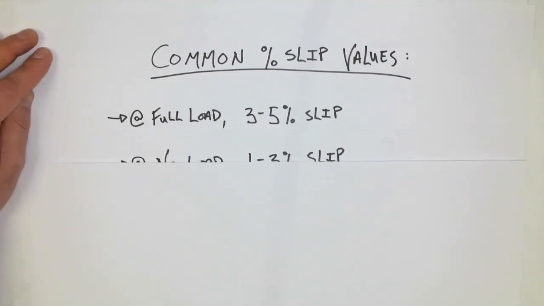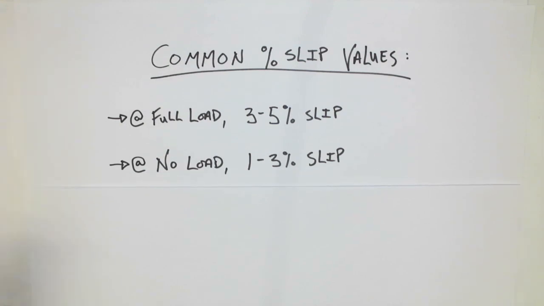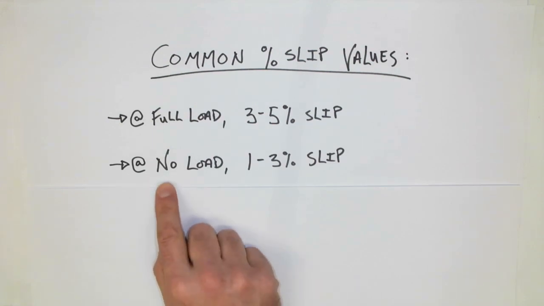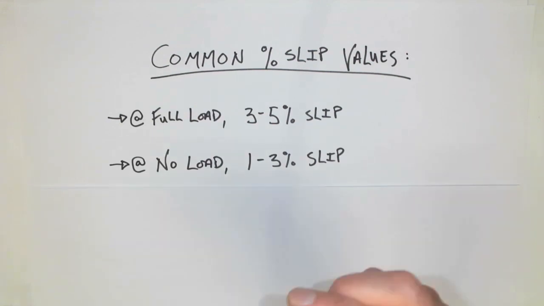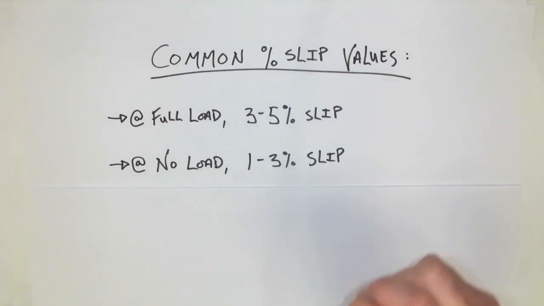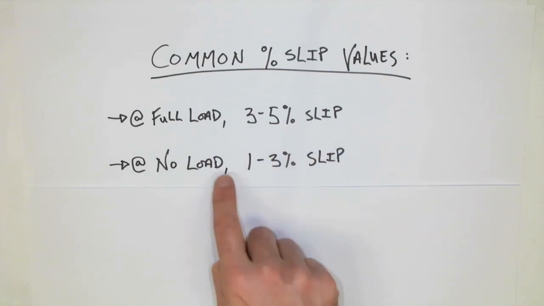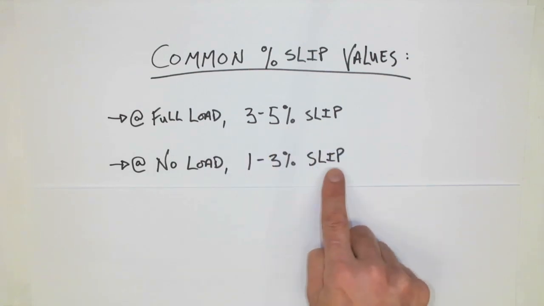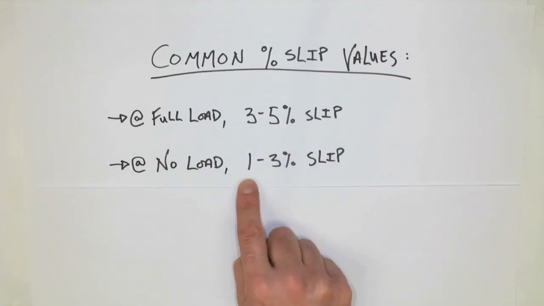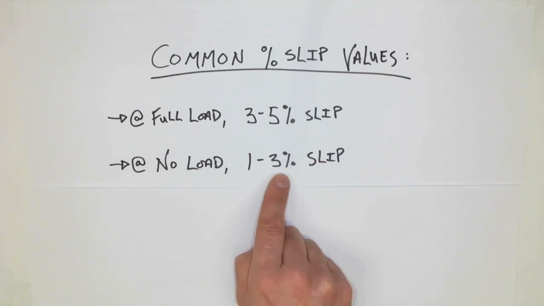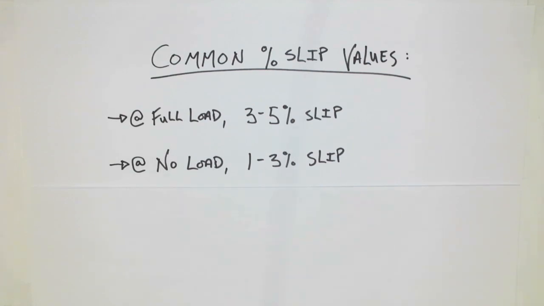What about a motor that is not operating with any load? So no mechanical load. Well, if the motor's operating with no mechanical load, it is going to turn a little bit faster. Because of this, the percent slip will actually reduce. So a motor that's running at no load will be from 1 to 3% slip.